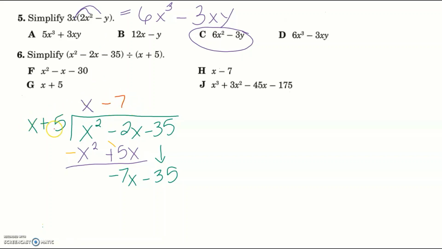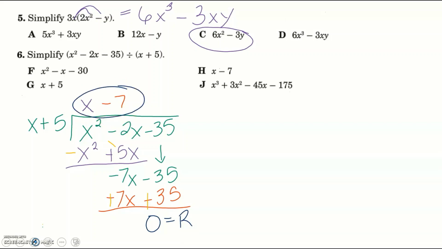So I take negative 7 times x plus 5, and I have negative 7x, and negative 7 times 5 is negative 35. If I subtract both of those, subtract a negative makes a positive, subtract a negative makes a positive. If I do that math, both of those would give me 0, right? Negative 7x plus 7x, negative 35 plus 35. So my remainder here is 0, which means it goes in evenly. And my answer then would just be this x minus 7 that we have up at the top. When we took x plus 5 and divided it out, we got x minus 7 left over. So H is our answer for number 6.